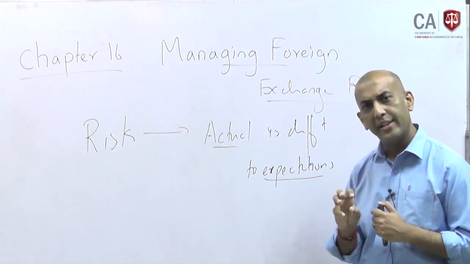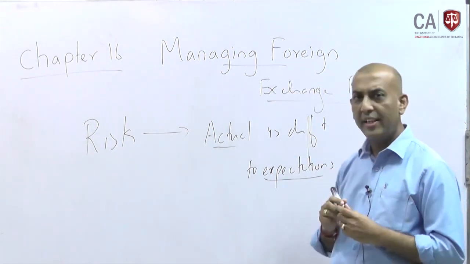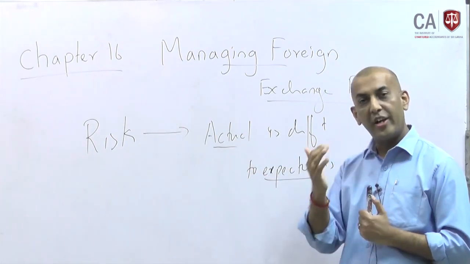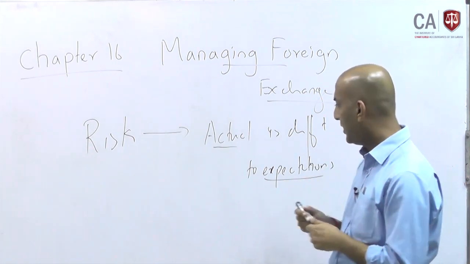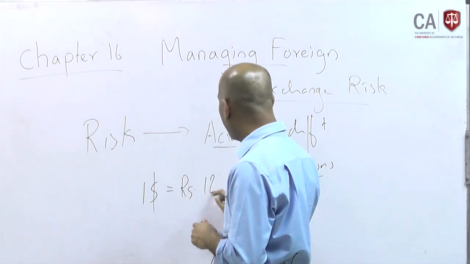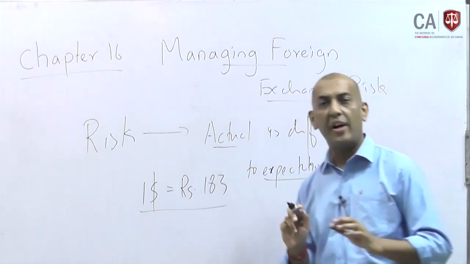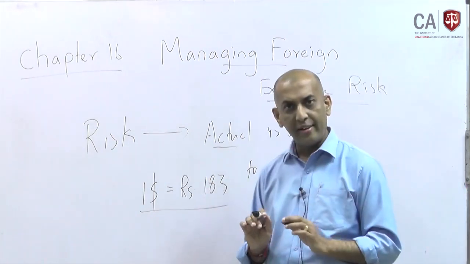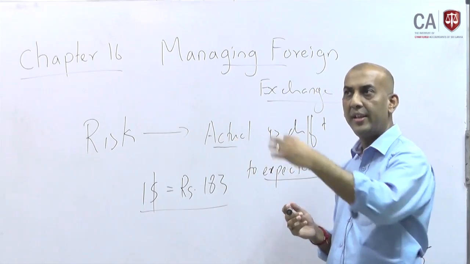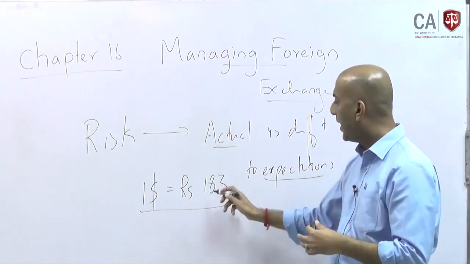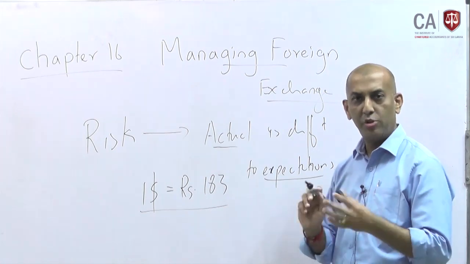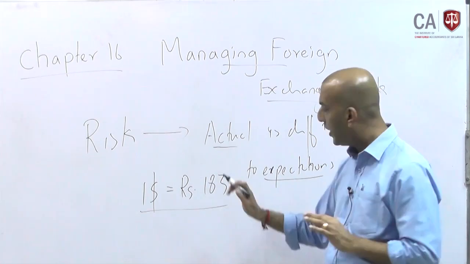So what is the foreign currency risk? Foreign currency or foreign exchange risk is where your actual exchange rate in the future is different to your expectation. All of us know today $1 equals, for example, rupees 183. If 183 is your $1 rate, this can change in the future. When I say future, in 1 month's time or 3 months' time, the exchange rate between dollar and rupees is going to be different. That is sure. There is no doubt about it. Definitely it will be different to what you have today.